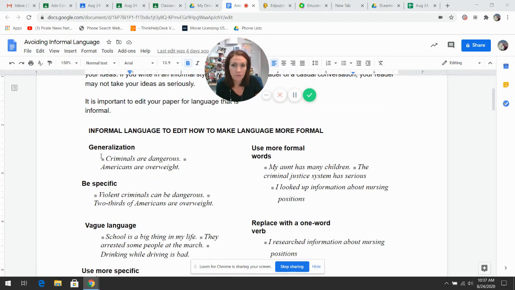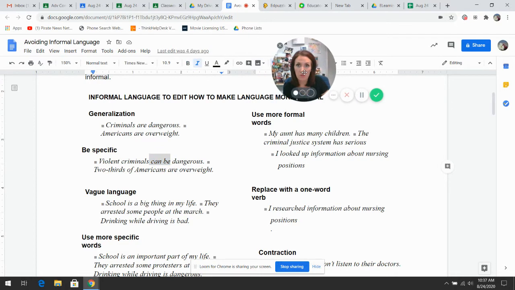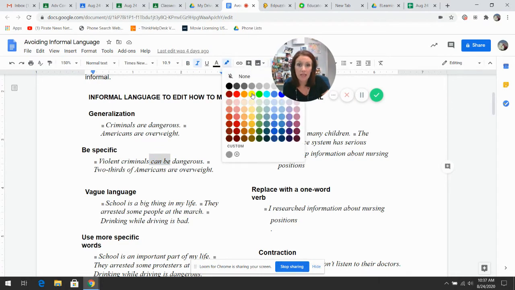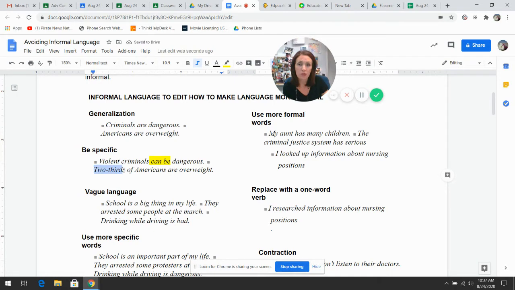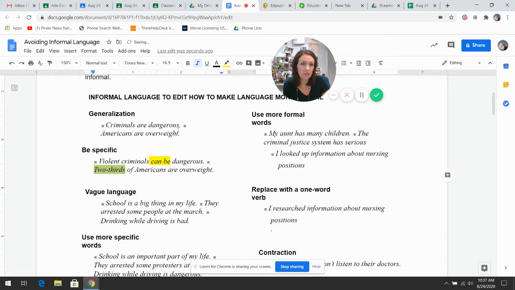Okay, first, informal language includes generalizations. You want to avoid sweeping generalizations. If it says something like criminals are dangerous and Americans are overweight, you just want to be more specific. So here's kind of the informal and here's kind of the redo. You would want to say they can be dangerous, or you want to give a quantity of something, like two-thirds of Americans. Making sweeping statements like this can cause you to lose credibility.